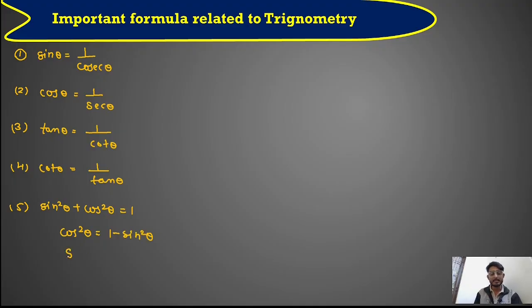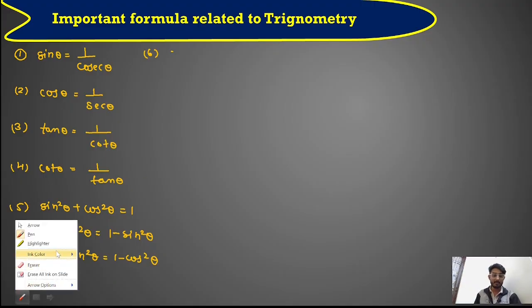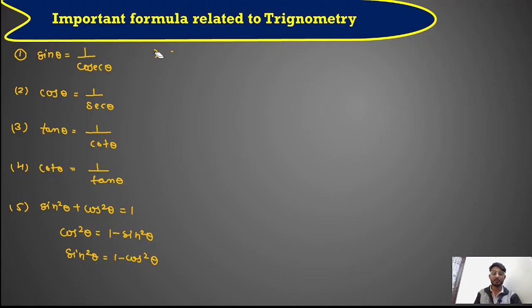And from here sin square theta equals 1 minus cos square theta. Basically these are identities. Now identity number 6 is given as follows, and from here you can also find one more value. But first of all I will describe identity 5, and how many values you can find from it.